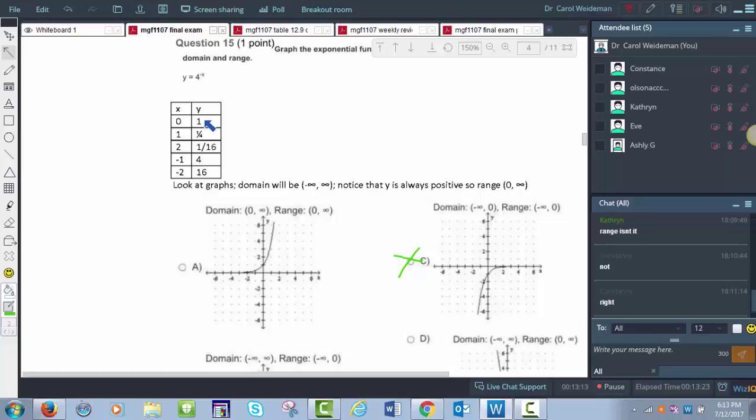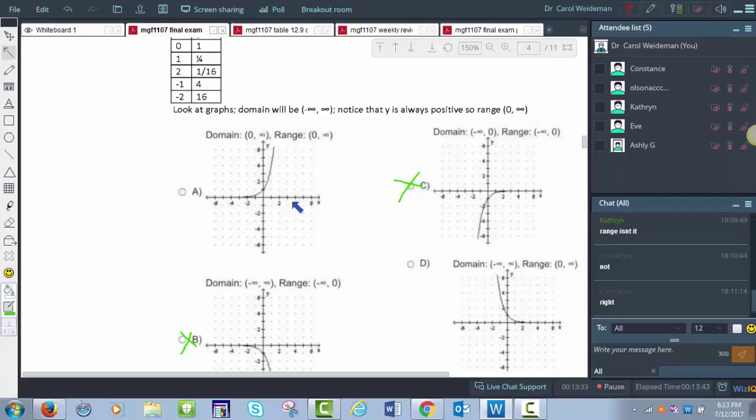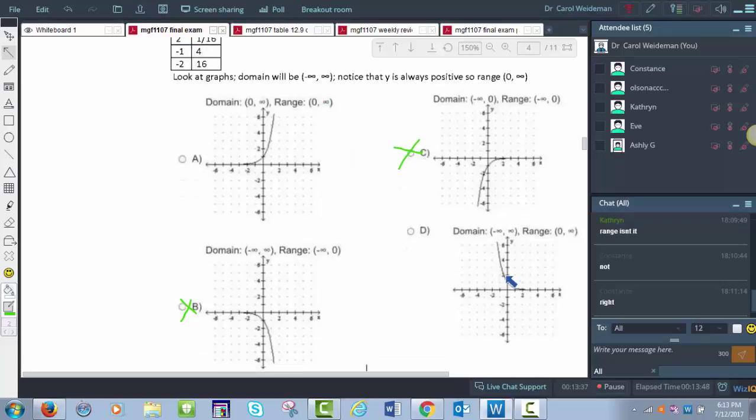So now what happens here? When x is 1, what happened to the y value? The y value didn't go up, it went down, didn't it? So I have 0, 1/4, and then I have 2, 1/16. Let's look at this one. So here we have the 0, 1. Now when we get to x equals 1, it's getting smaller and smaller and smaller, which is what I see happening here. Let's look at the negatives. At negative 1, we had a 4. Negative 1, we have a 4. Negative 2, we have a 16. We can't see that on here. But the correct graph here is D.